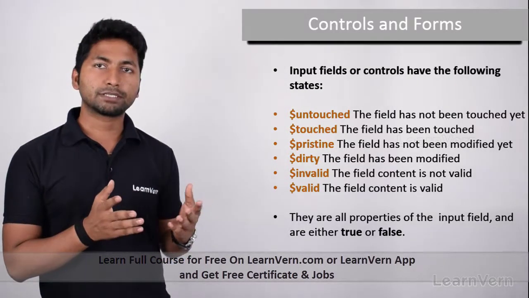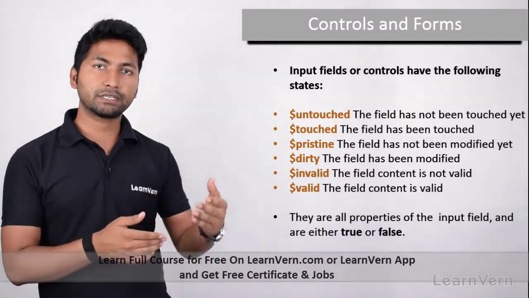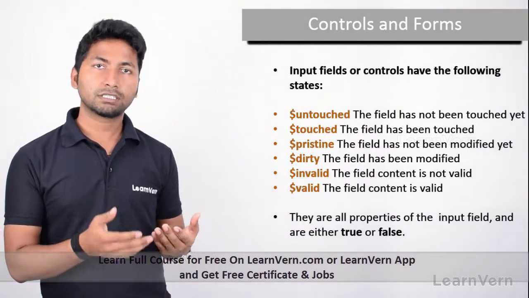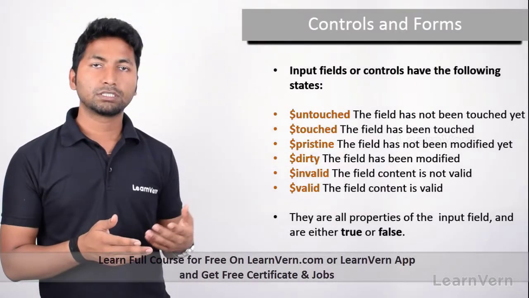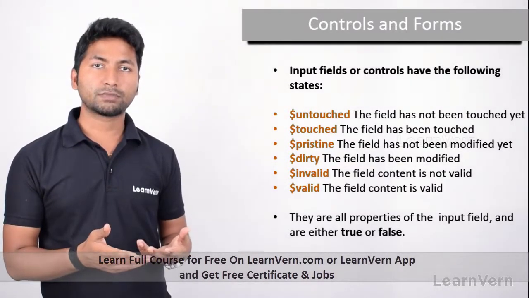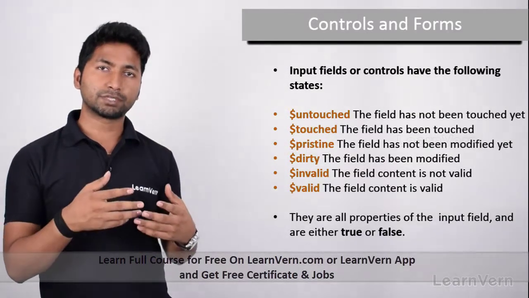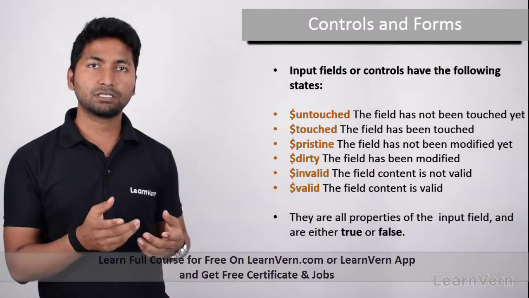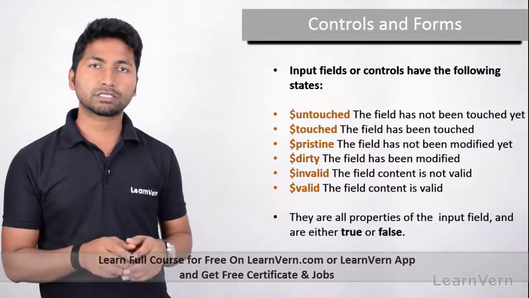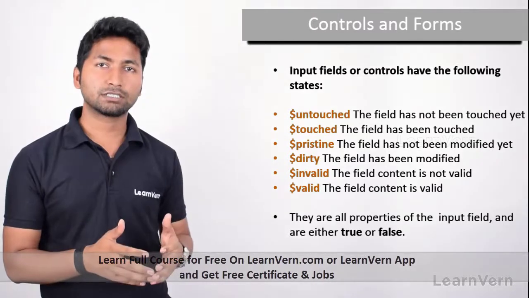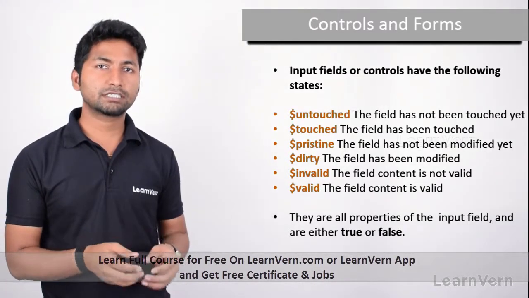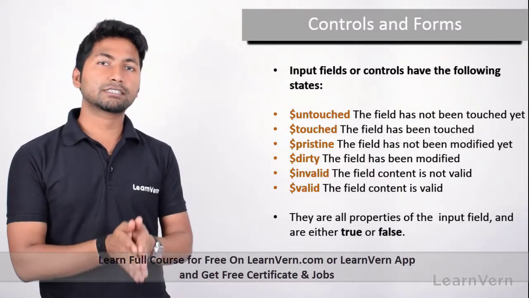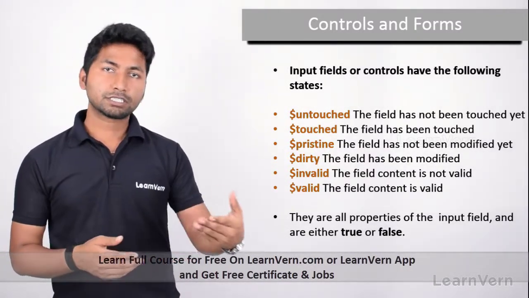So what happens when you apply touched and untouched? It provides you a boolean value. When it is touched, it will provide you true. If it is not touched, it will provide you false. So the message which comes depends on these states. If someone enters something in the text box, then it would be considered as touched. If someone doesn't enter anything, doesn't click on that input element, it would be considered as untouched. So this is touched and untouched.